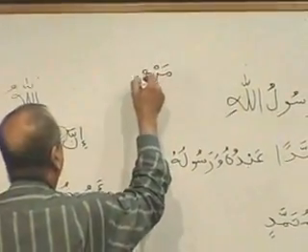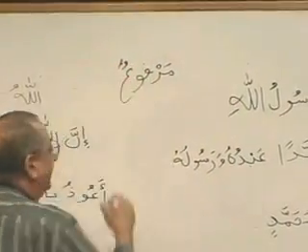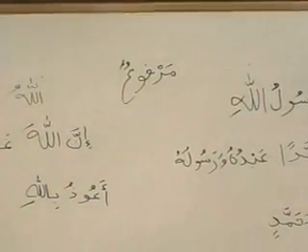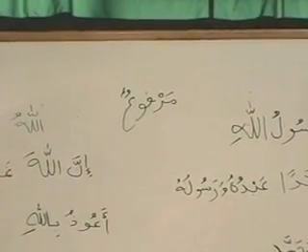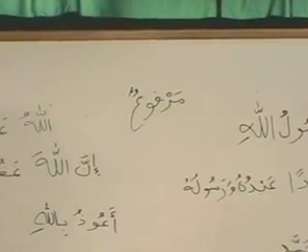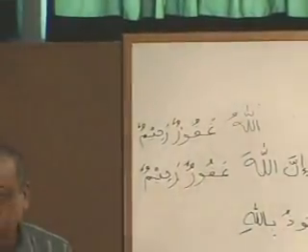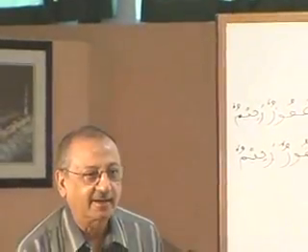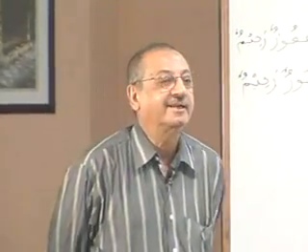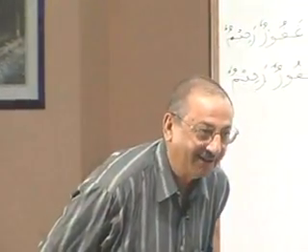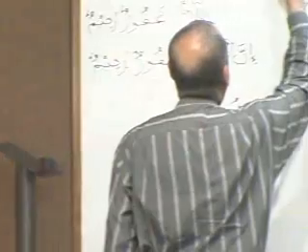What is it called, brother? This you will have to memorize. Marfu. Are you with me, brothers and sisters? If the noun ends with a dhamma, you will call it marfu. You will say the noun is marfu. Okay? What do you call it in English? You will call it nominative case. Brother, if you are comfortable, we will use some English terms, but later on you will be most comfortable with Arabic terms. Marfu is nominative case.